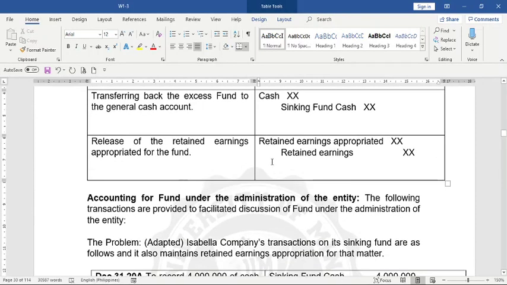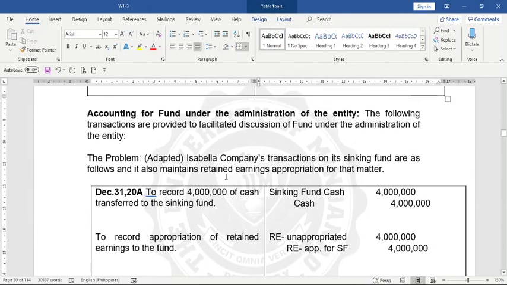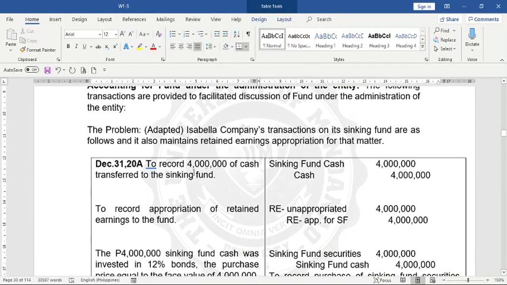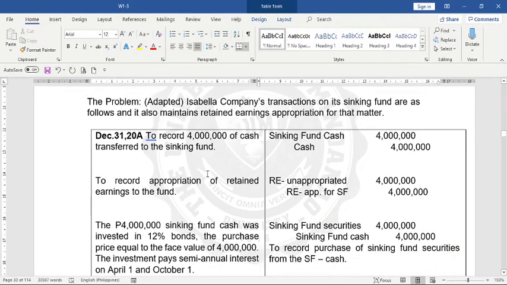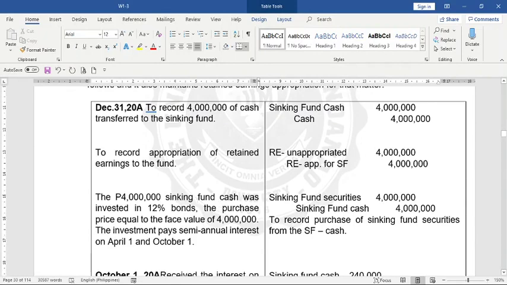Okay? So, that's it. We have an example here. So, Isabella Company. Okay? Nag-record siya. Yung kanyang purpose, anong purpose niya dito? Bakit siya naggawa ng sinking fund? Okay? For the retirement of bonds. Okay.